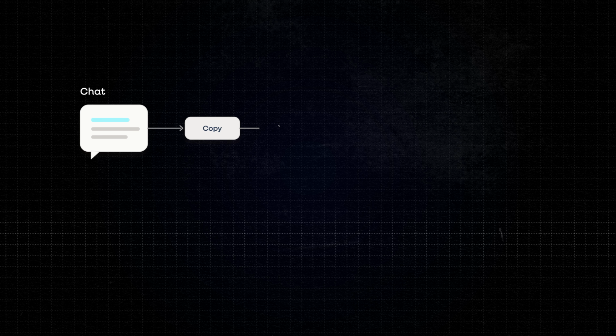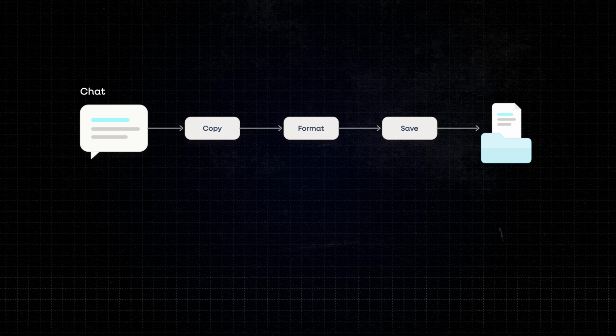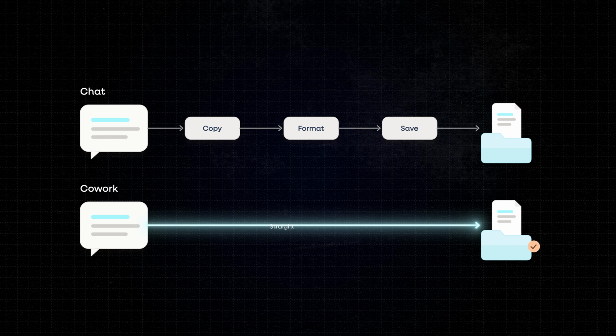The second difference is what happens next. Chat will always hand you the response in the window, which means that everything else that needs to be done is left up to you. You will have to copy the file, format it, download it, save it where it belongs, or whatever is needed. But Cowork instead is able to do all that stretch of work for you from the beginning through completion.